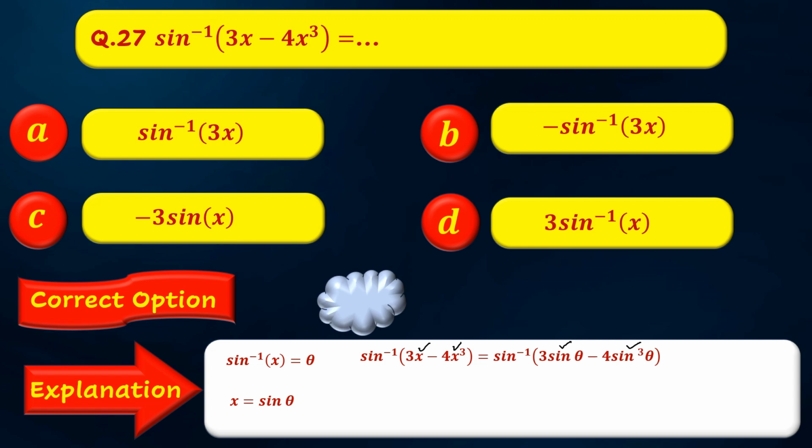Now we know that sine of 3 theta is equal to 3 sine theta minus 4 sine cube theta, the triple angle identity for the sine function. So we can write the right hand side as sine inverse sine of 3 theta. Sine inverse and sine will cancel the effect of each other and we get 3 theta. Replace the value of theta and we get right hand side to be 3 sine inverse x. Therefore, the correct option is option D.